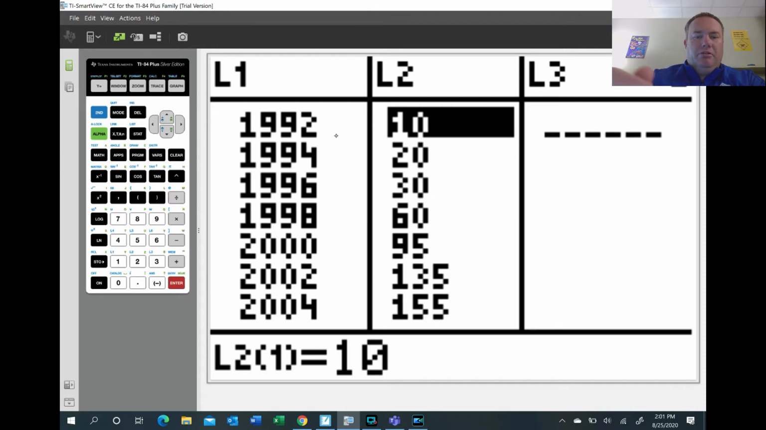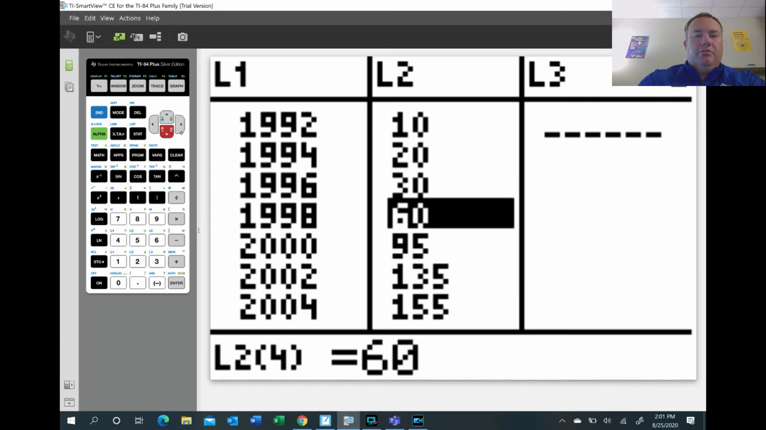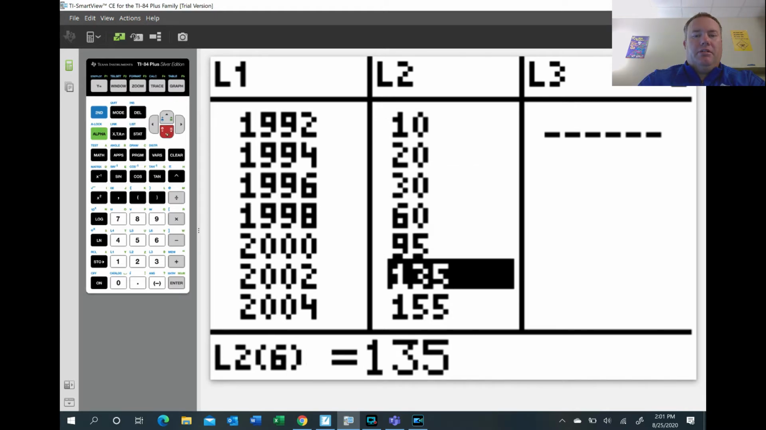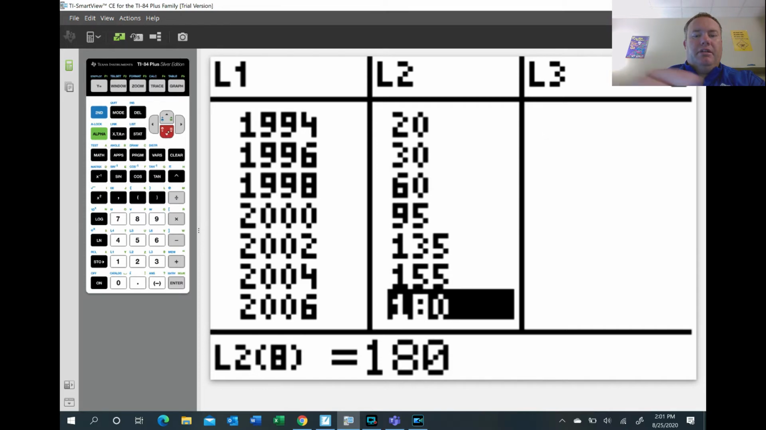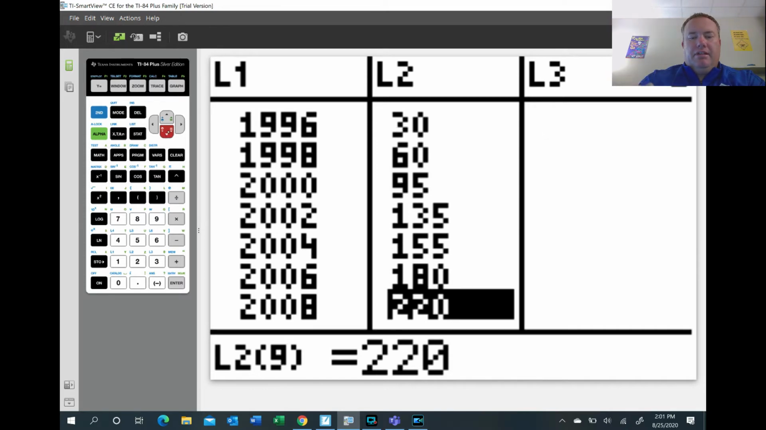What I want you guys to do, and which I've already done, is put these points into L1 and L2. All X coordinates in L1, all Y coordinates in L2. Make sure that they stay in the same row. Okay? So at the very end, you should have 2008 and 2020. We're not using the 2010, our prediction, because it doesn't match. It's an outlier. Okay? If you need to pause, plug this stuff in, do so.